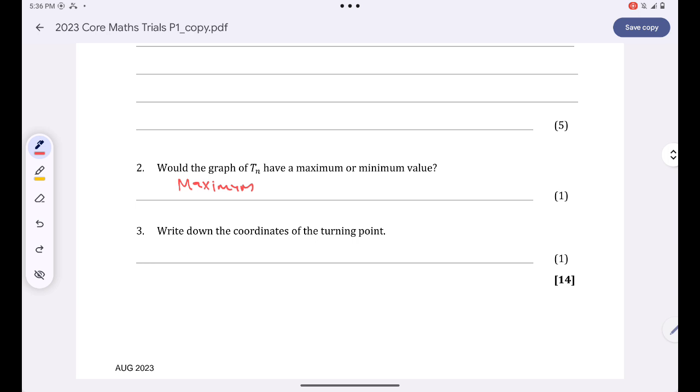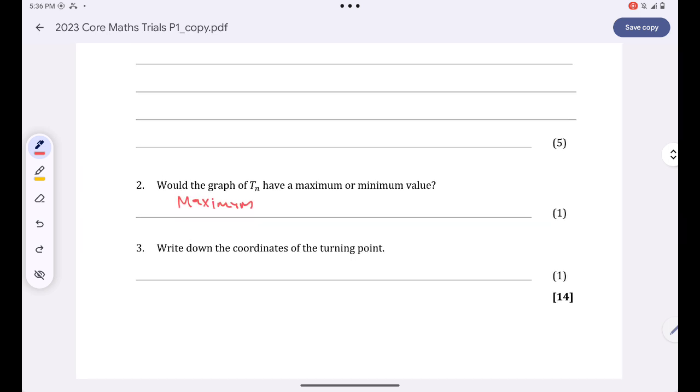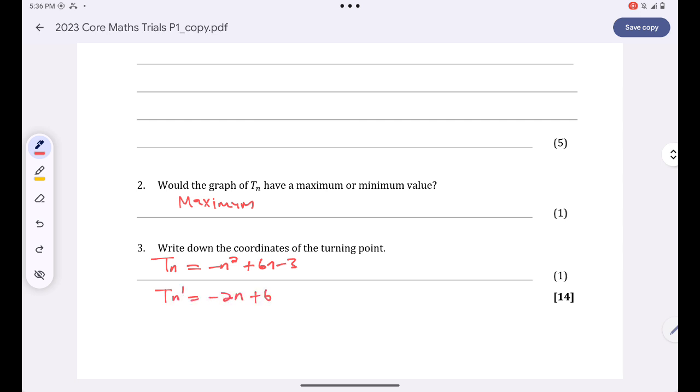Then now we must write down the coordinates of the turning point. Tn is equal to negative n squared plus 6n minus 3, right? So the derivative is basically negative 2n plus 6. Therefore, for me to find the turning point, the derivative has to be 0, right? That's negative 2n plus 6 being equal to 0. Negative 2n is equal to negative 6. Then n is just equal to 3.